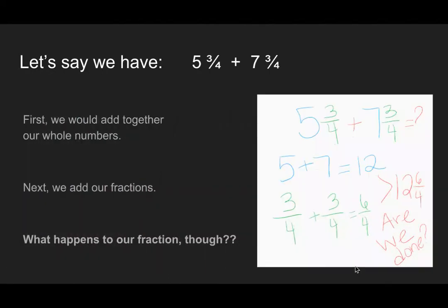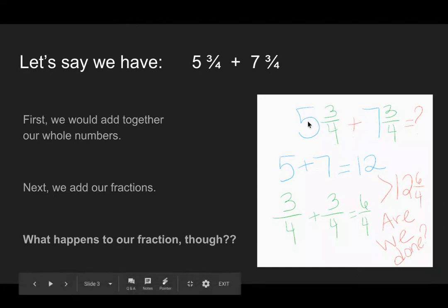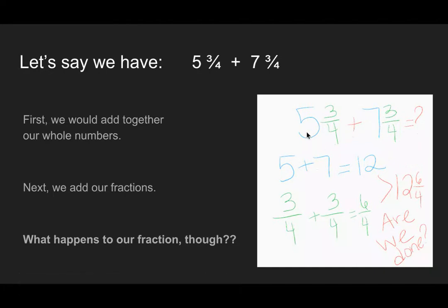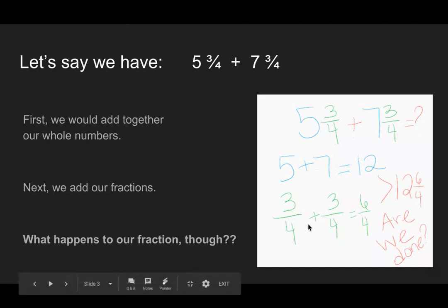Okay, so we have 5 3/4 here, and we have 7 3/4 here. Notice that I put the whole numbers and the fractions in two different colors. That I did on purpose to show us the difference between our whole numbers and our fractions. So when we add our whole numbers, 5 plus 7, we get 12. And when we add 3/4 plus 3/4, we get 6/4.